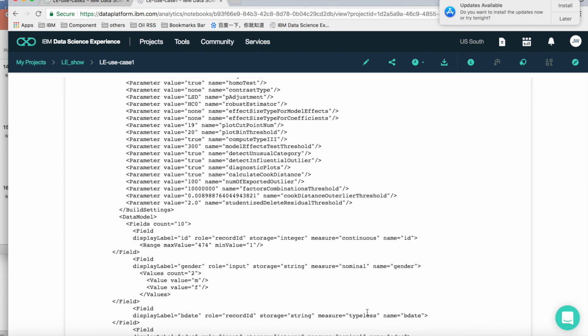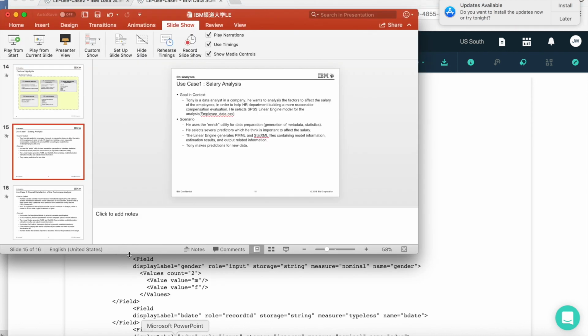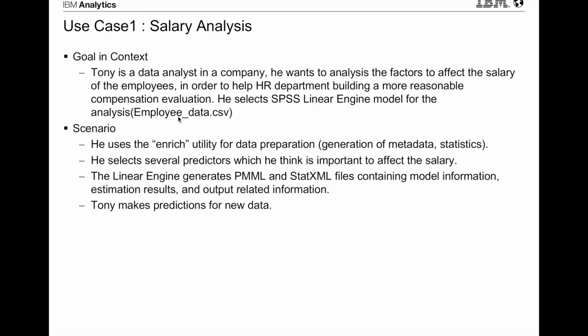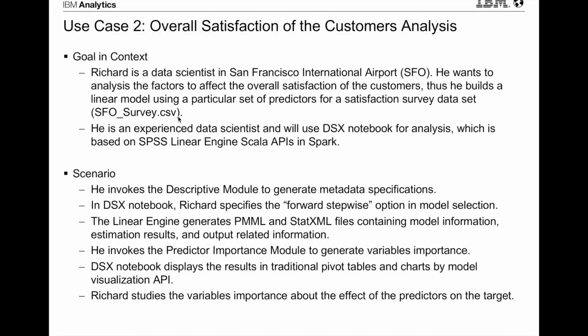Next I will show you the second use case, overall satisfaction of the customer analysis. Richard is a data scientist at San Francisco International Airport. He wants to analyze the factors that affect the overall satisfaction of the customer, so he wants to build a linear model. Because he is an experienced data scientist, he will use a DSX notebook for analysis. I will show you the DSX at the same time.